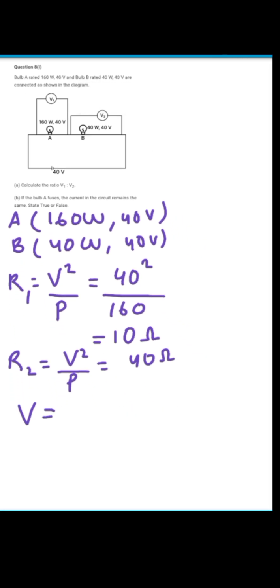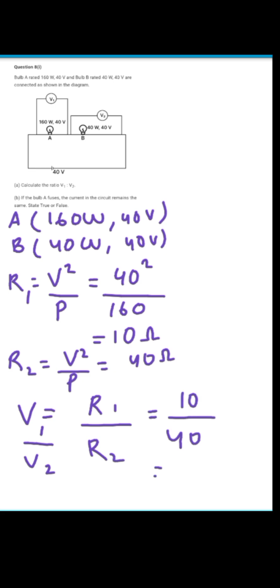Now we know the formula V = IR. In this case, since the bulbs are connected in series with one another, obviously the current is the same. So if the current is the same, the voltage is only dependent upon the resistance. So we can say that the ratio of voltages will be equal to the ratio of the resistances. So let's put the values. 10 by 40, that is 1:4. This is the required ratio.